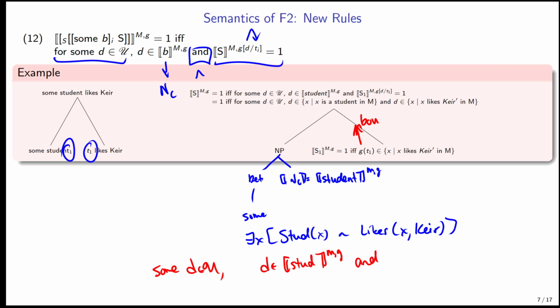And D is in the set of, well, S1 in this case, which is the set of X such that X likes Kier. So I'll just write this set up. Set of X such that X likes Kier. And we're using it in a model M, so we write in M. But as you can see, once again, this does match our predicate logic translation. So D is in the student, and D is in the set of X such that X likes Kier in M. So that's it just for seeing how these rules work.